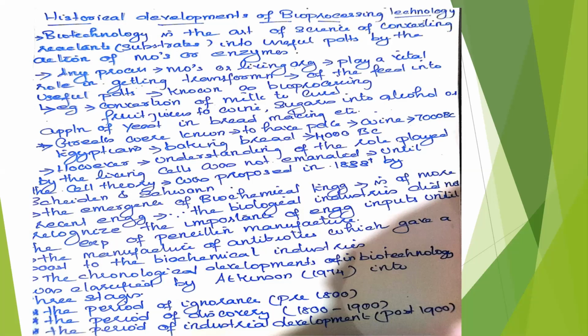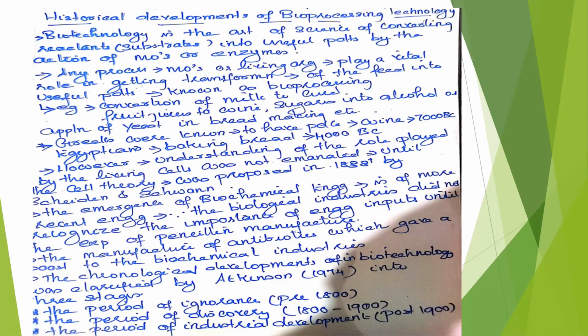Okay, so the emergence of biochemical engineering is of more importance. It is a recent engineering, not a very old engineering. This bioprocessing engineering is a recent engineering. The biological industries did not recognize the importance of engineering inputs until the experiment of penicillin manufacture. So they were producing, but they were not introducing the engineering concept into bioprocessing until the concept came for penicillin production.